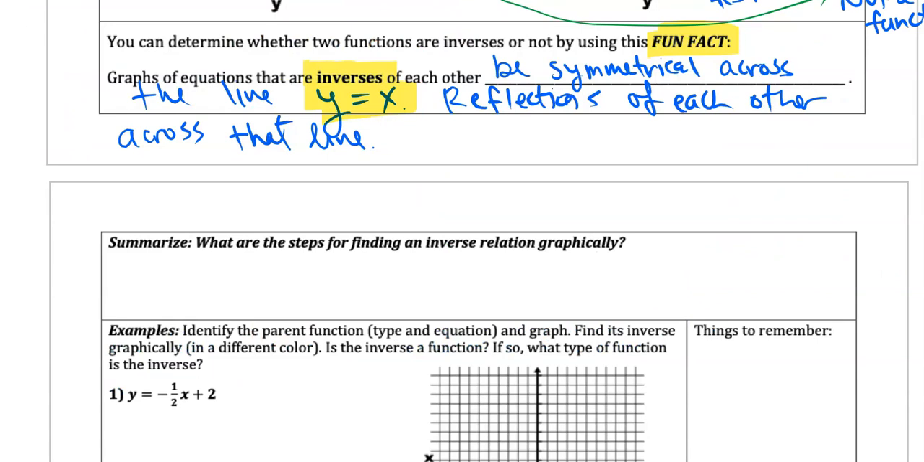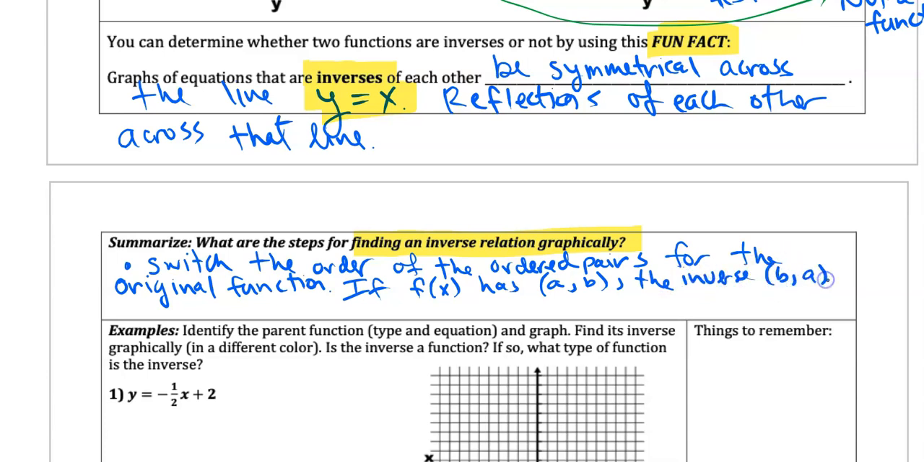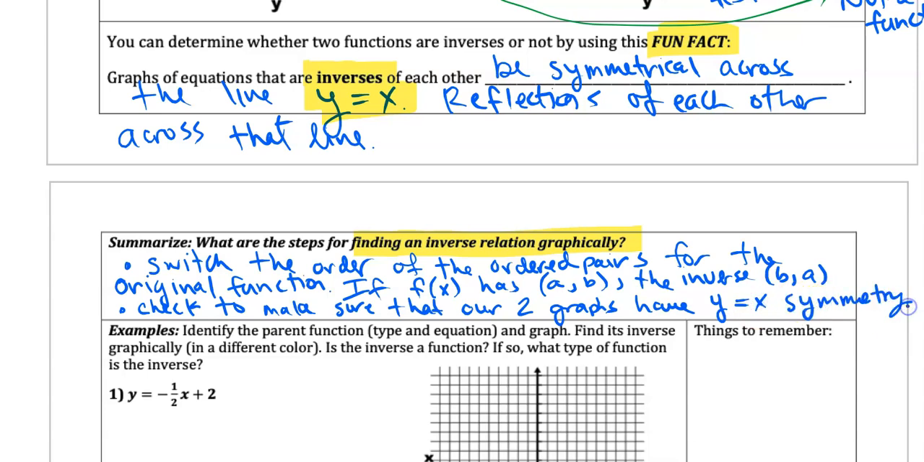Okay, so let's summarize what we learned about how inverse functions are related and what we can use to find the inverse graphically. Basically, to find the inverse graphically, we just need to switch the order of the ordered pairs for the original function. In other words, if your original function has the point (a, b), the inverse will have the point (b, a). So we just reverse x and y, reverse the domain and range. Then we can check that our two graphs have symmetry across the line y equals x. If so, then they're inverses of each other.